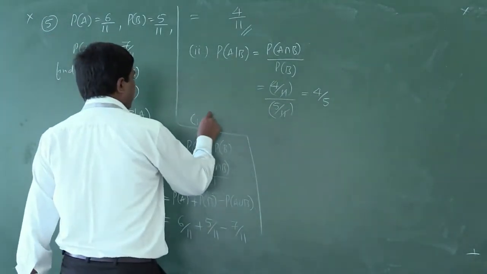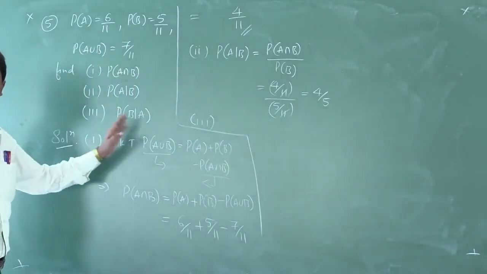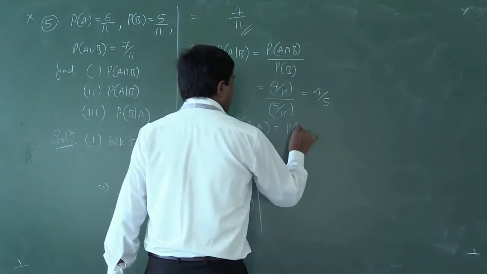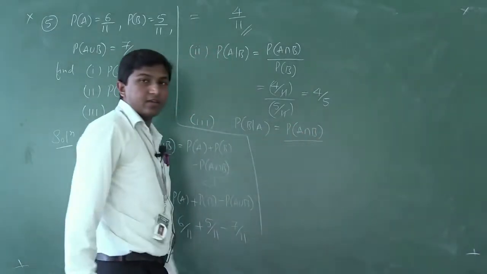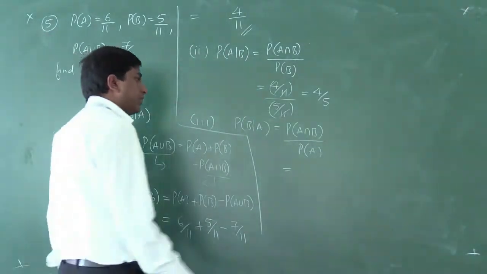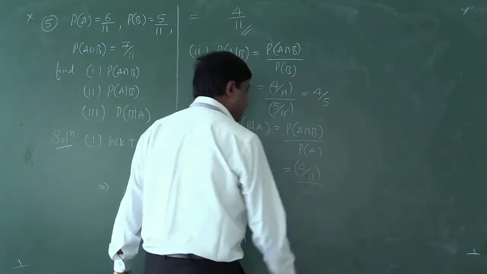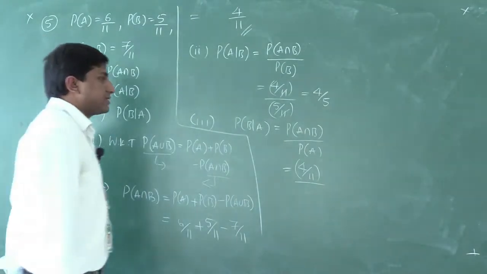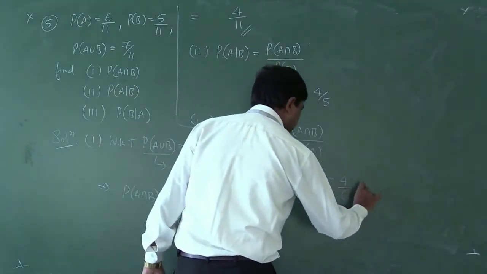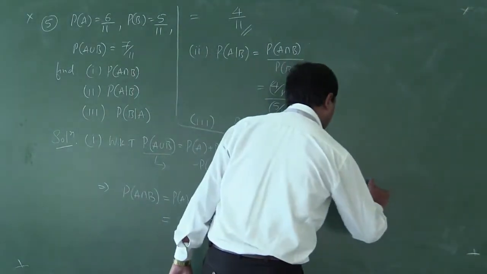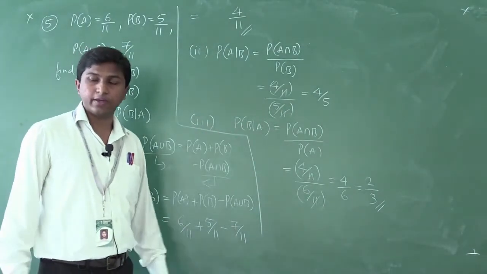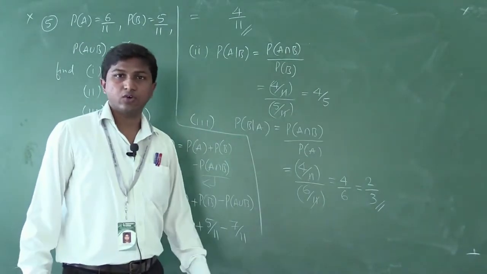Okay. Last one. Need to find out the value of P of B bar A. What is the P of B bar A formula? It is P of A intersection B divided by P of A. So P of A intersection B is 4 by 11 divided by P of A value, which is 6 by 11. 11 cancels. We have 4 by 6. Further simplifying this fraction, you get 2 by 3. So the value of P of B bar A is 2 by 3. So all these questions carry 1 mark.